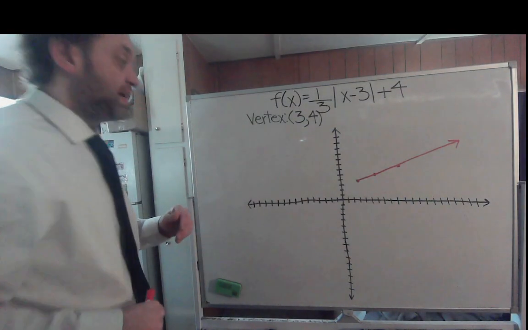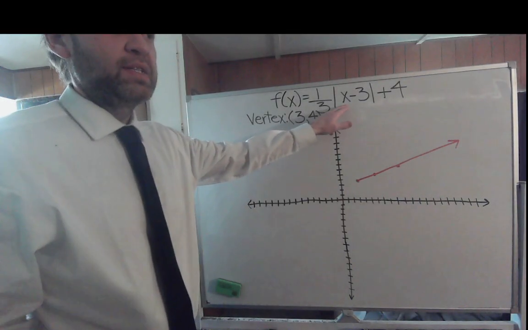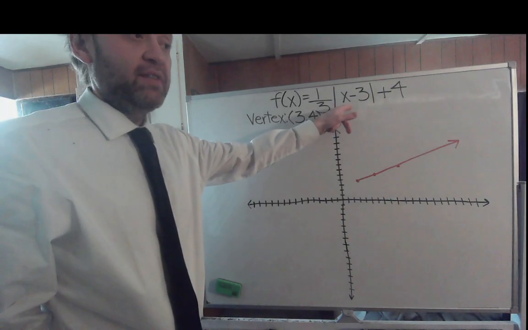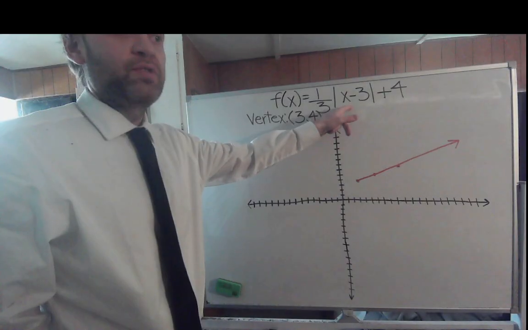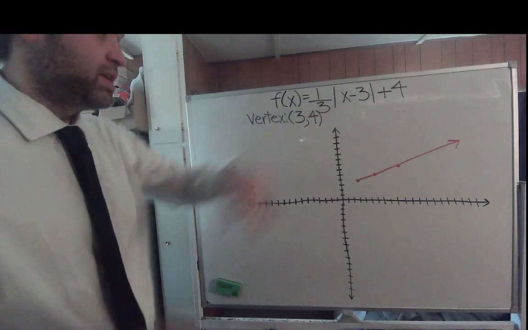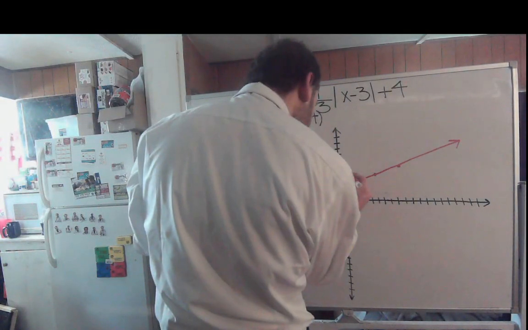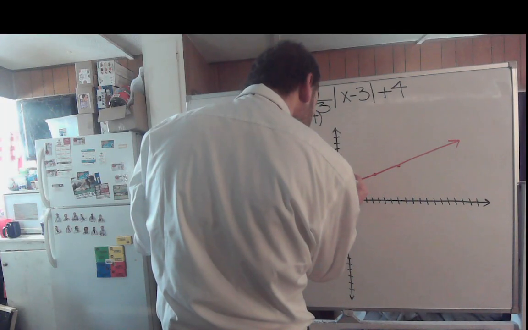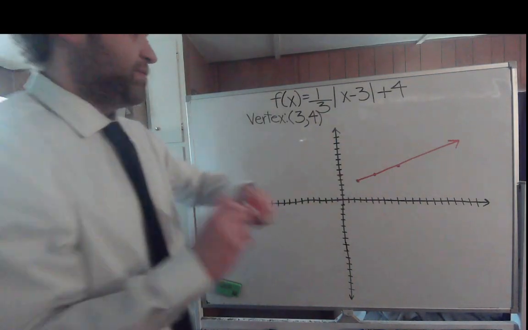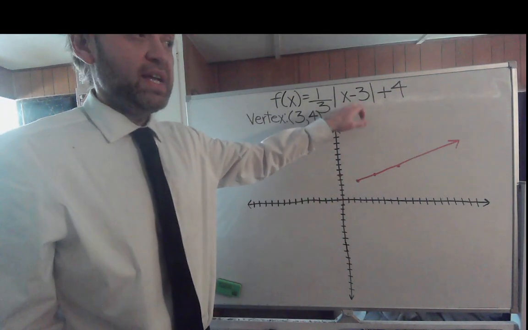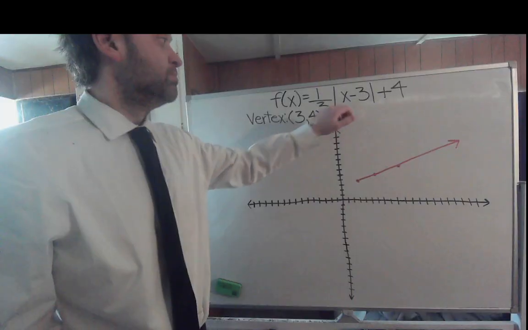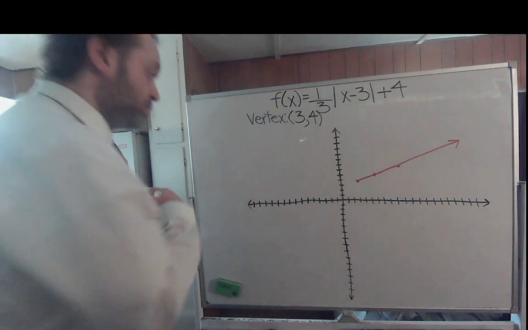Now, let's say I put in 0 for x. 0 minus 3 is negative 3. The absolute value of negative 3 is positive 3. A third of that's positive 1, plus 4 is 5. All right, let's say I put in negative 3 for x. Negative 3 minus 3 is negative 6. The absolute value of negative 6 is positive 6. Times a third is 2, plus 4 is 6.